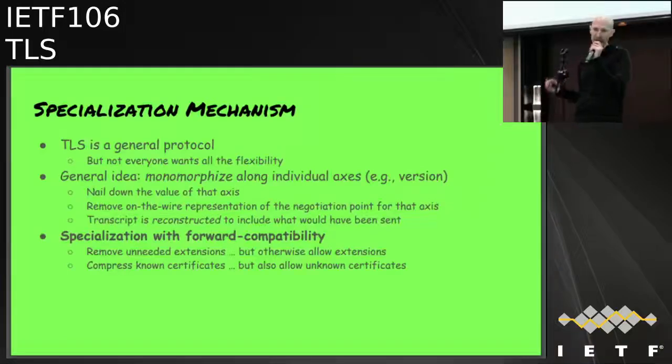So I've italicized my term. So we have monomorphize and reconstruct. I thought you'd appreciate that. So the key idea here is you get specialization, but you also get forward compatibility. So we remove extensions you don't need because you're not using them. But if there are new extensions you need, they just work fine.